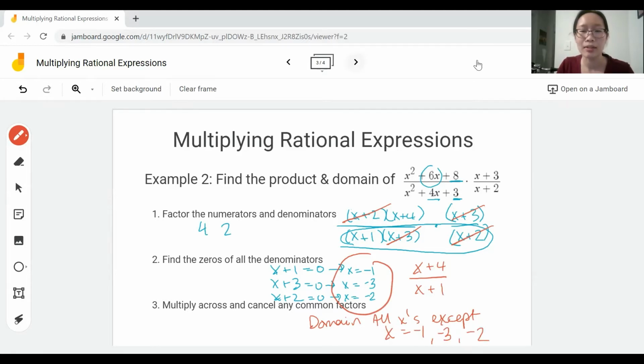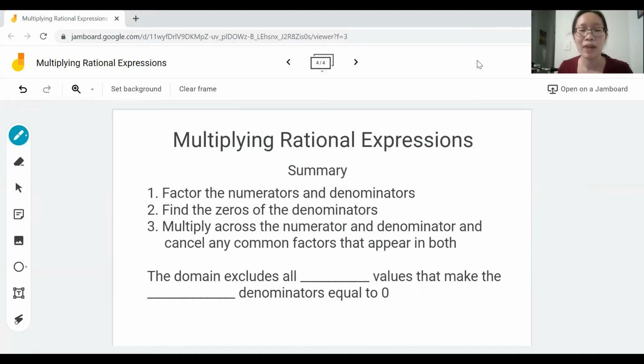Let's summarize. When we multiply rational expressions, we factor the numerators and the denominators. We find the zeros of their denominators, and then we multiply across the top and the bottom and cancel any common factors that appear in both. The domain excludes all undefined values that make your original denominators equal to 0.